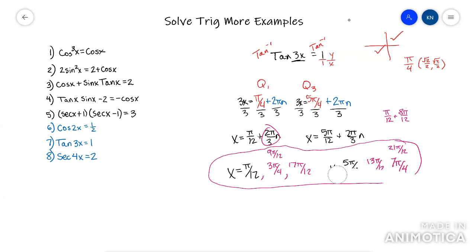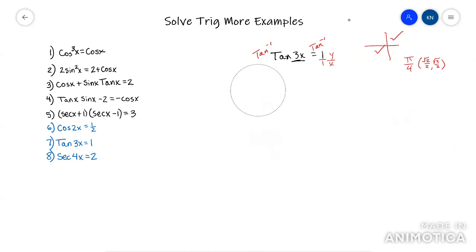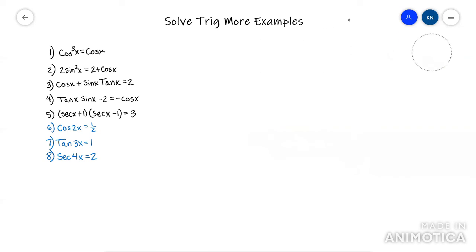Okay, last problem. Secant 4x equals 2. I don't like secant very much, so anytime I see secant, I change it to cosine. Not anytime, but a good amount of the time. And I flip this fraction on the right, so now it's 1/2, because I can see cosine being 1/2 much easier. So I would inverse cosine this now.